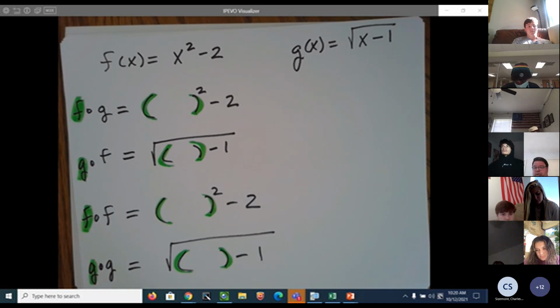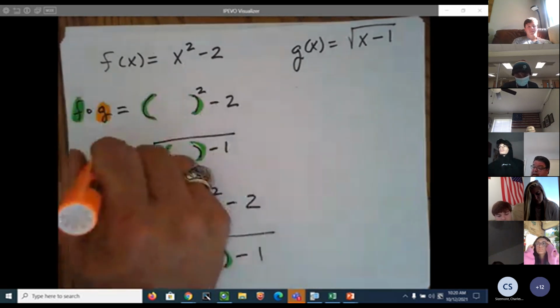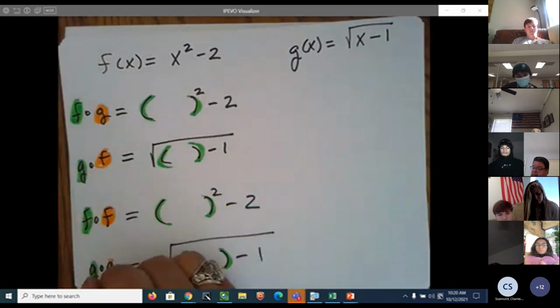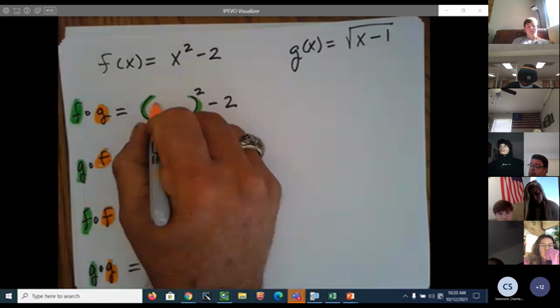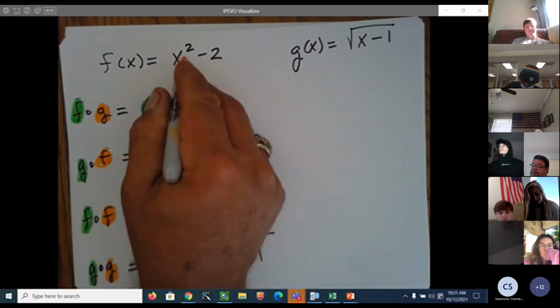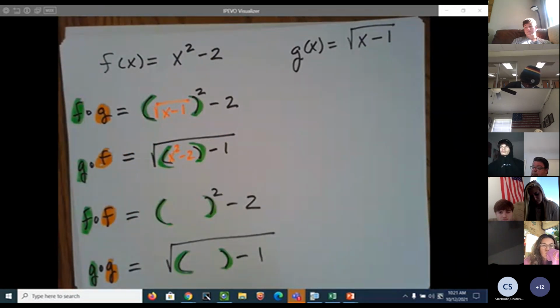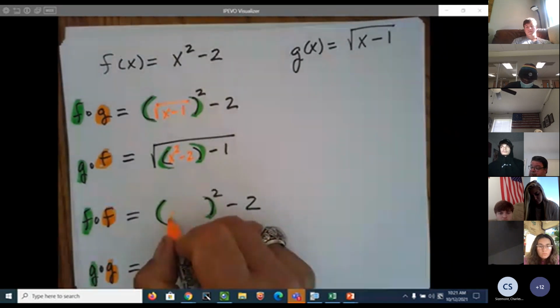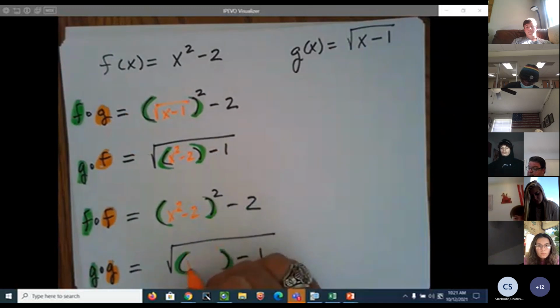So take my orange highlighter and I'm going to plug in this guy. So take my orange marker and square root of x minus 1. F is x squared minus 2. And G is square root of x minus 1.